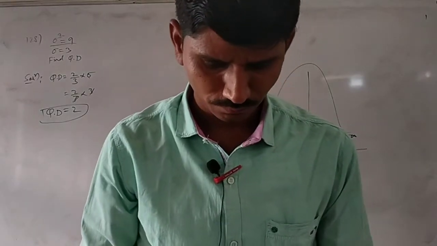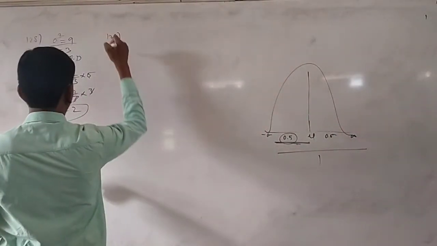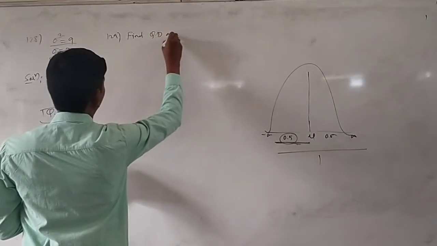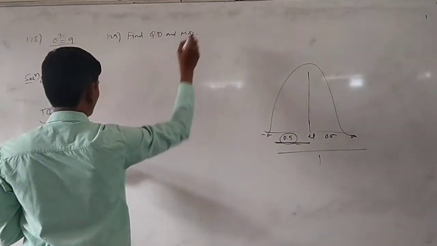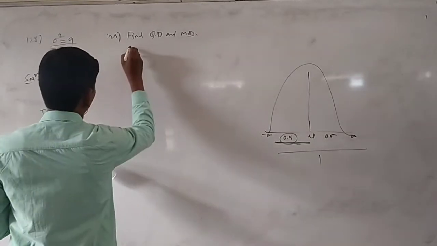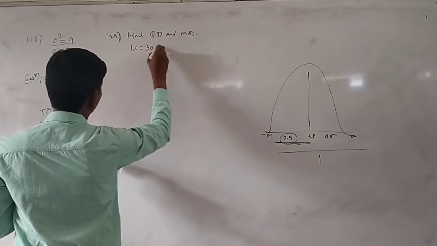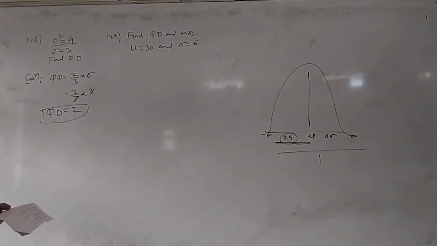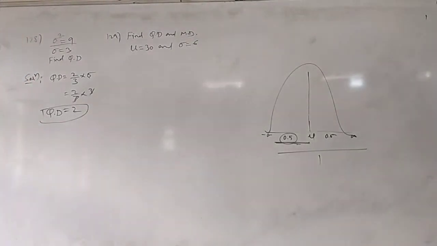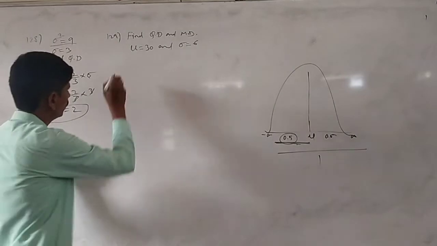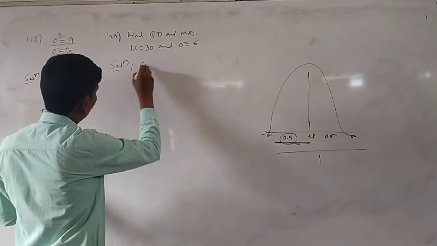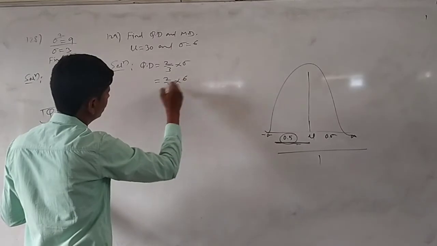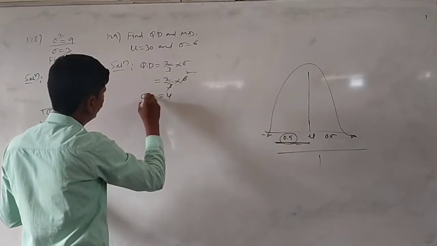Okay, the next one, 129. Find QD and MD of a normal distribution with mean mu equal to 30 and sigma equal to 6. Find quartile deviation and mean deviation. Solution: first you have to find QD. What's the formula? QD equal to 2 by 3 sigma, that is 2 by 3. Sigma value is 6. 3 twos are 6, 2 twos are 4. Here QD equal to 4.